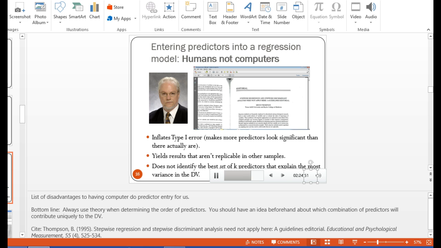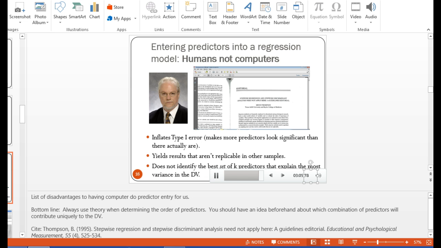So just to review, there are 3 different arguments that Thompson has used and that I believe are still used today. Lots of folks still cite this article to provide rationale for why we should not use these methods. The first is inflating type 1 error, and the second is that the results aren't replicable, which calls into question their accuracy. And finally, it does not identify the best set of predictors that explain the most variance in the DV. So again, if you have 30 predictors, it doesn't tell you the best 5.